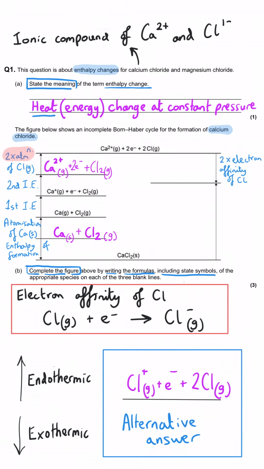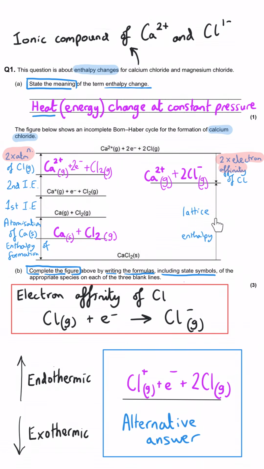By definition, 1 mole of chlorine gas gains 1 mole of electrons. And so this arrow is again symbolizing 2 lots of the enthalpy of electron affinity for chlorine. And then last of all, we've got gaseous ions on this line, and we've got the ionic compound down here. So this is the lattice enthalpy, this arrow.